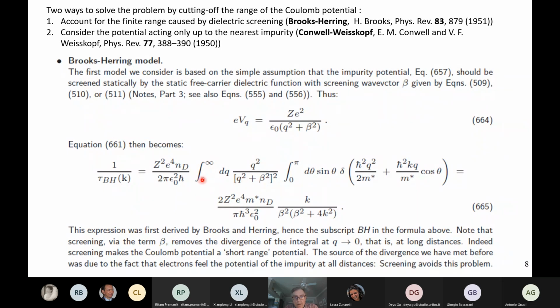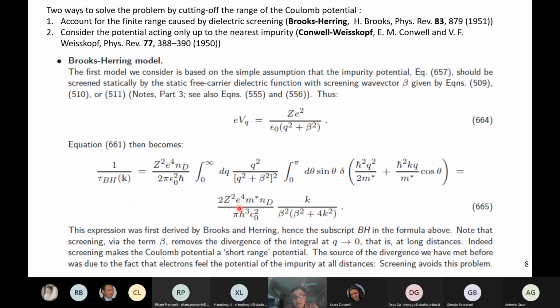The troublesome lower limit at 0 doesn't give us any problem because we have the screening. Essentially, it tells us that at long distances, the potential goes to 0 exponentially, as happens if you take the inverse Fourier transform back to real space of the scattering potential. And we get an expression, which is the well-known expression of the Brooks-Herring approximation. So that's one way to fix the divergence problem of the infinite cross-section or the infinite scattering rate that we get.